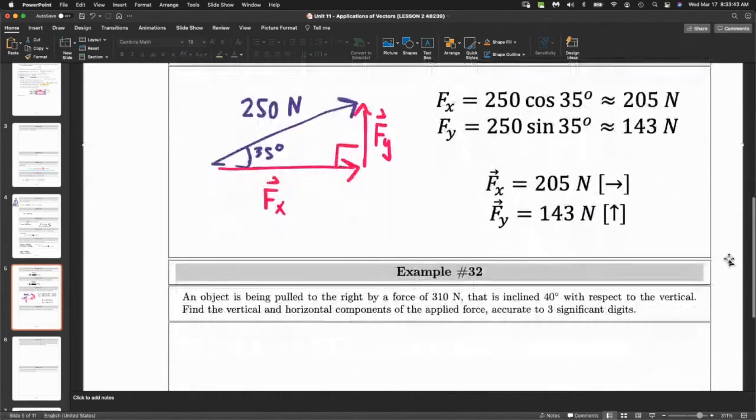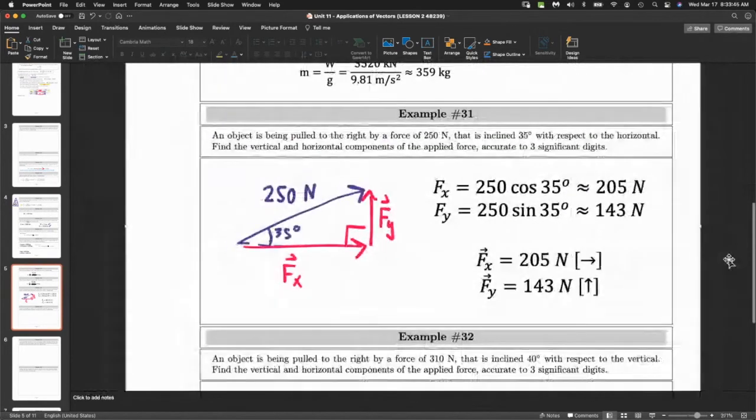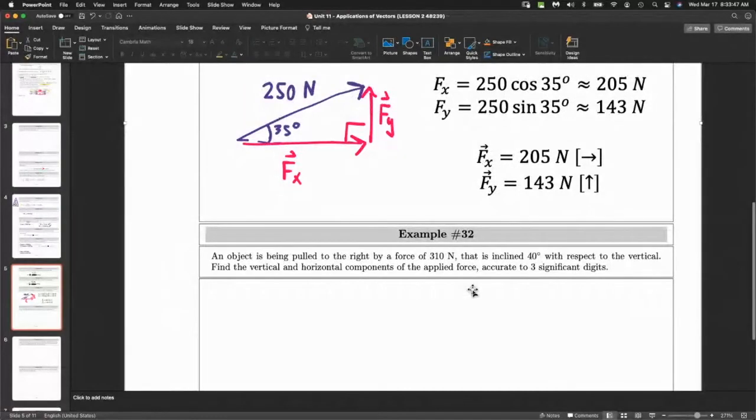Okay, in this question, it's a little bit of a variation of the previous one. In this case, the 310 newton force is inclined, but it's 40 degrees with respect to the vertical.